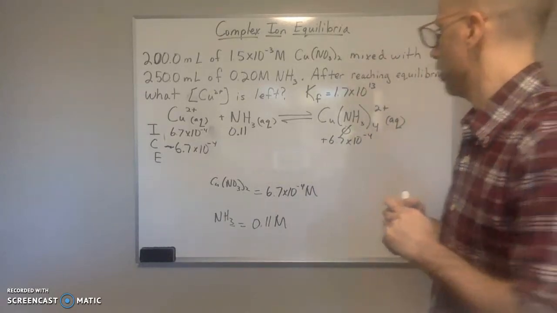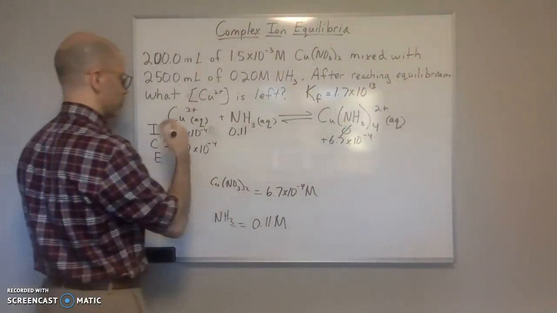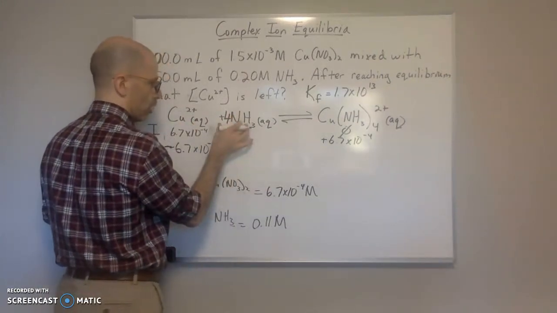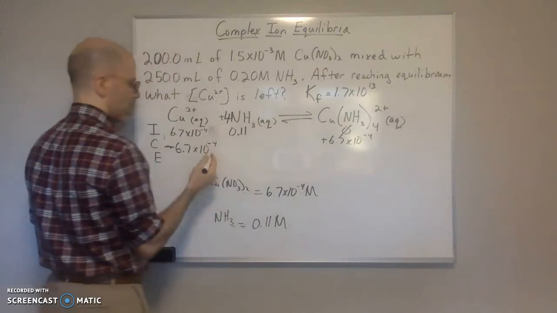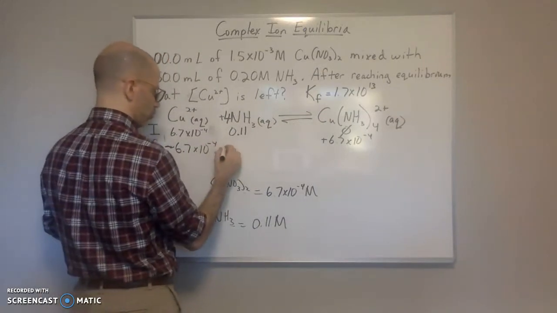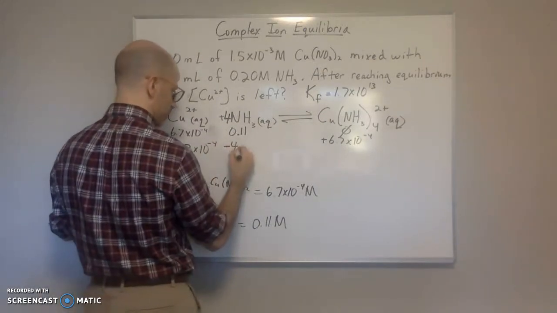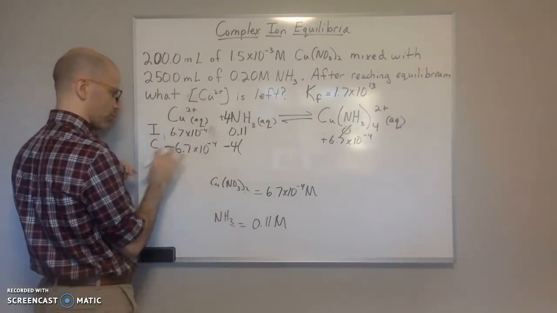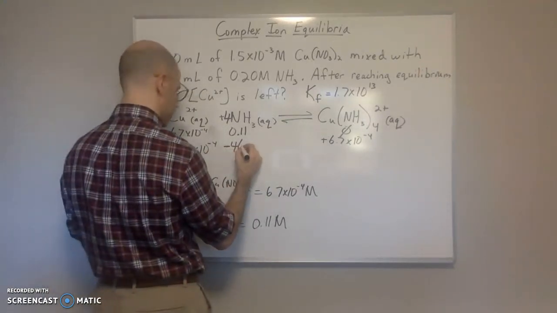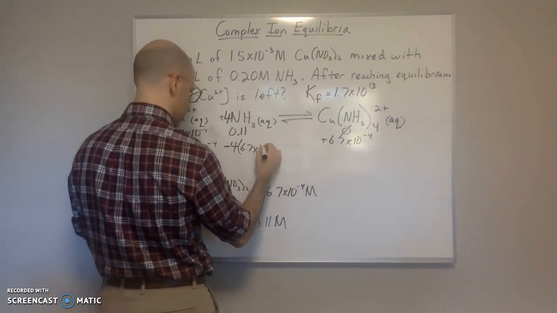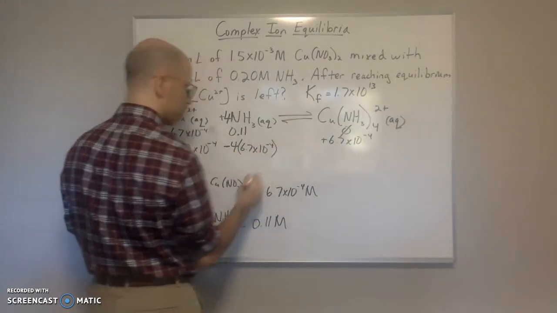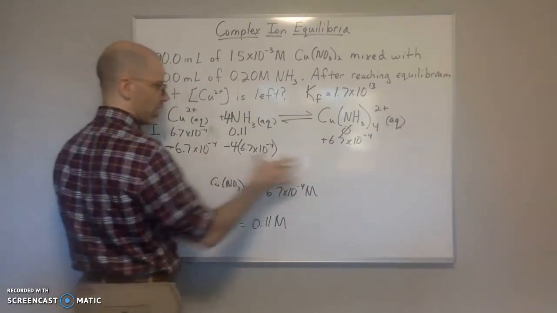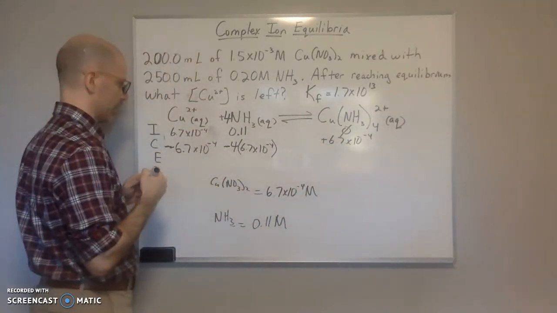Okay. And also I should balance this equation. So since we have copper, we have four ammonias. So here we're going to lose 4 times this amount, because it's a 1-to-4 ratio. So if we're going to lose all this, then we're going to lose 4 times that amount, 6.7 times 10 to the negative 4. And it's a 1-to-1 here, so whatever we lose here, we're going to gain the same amount here.